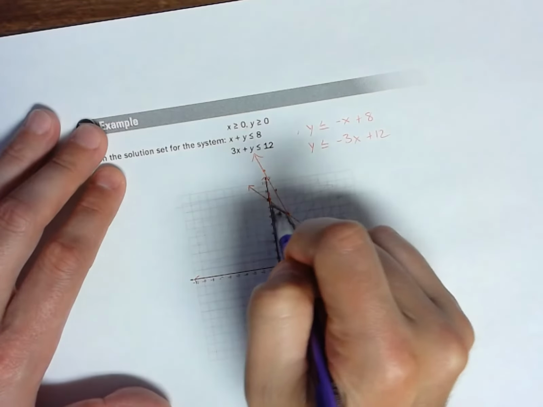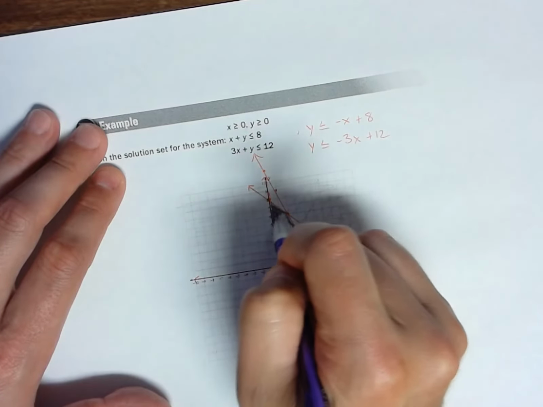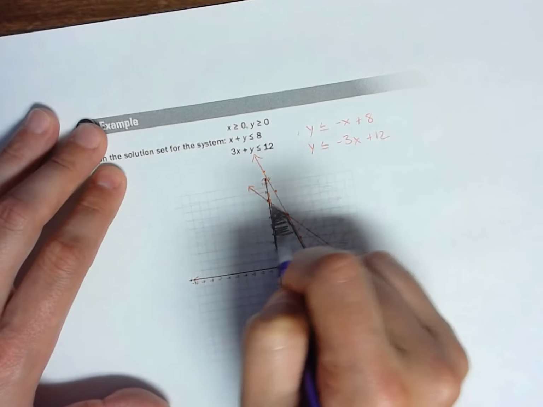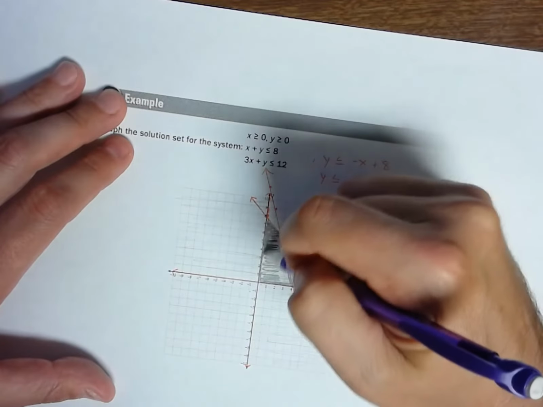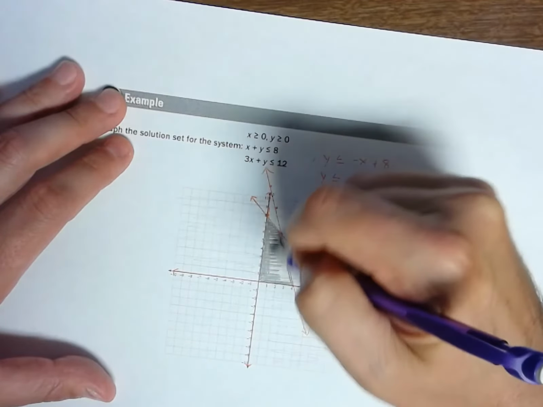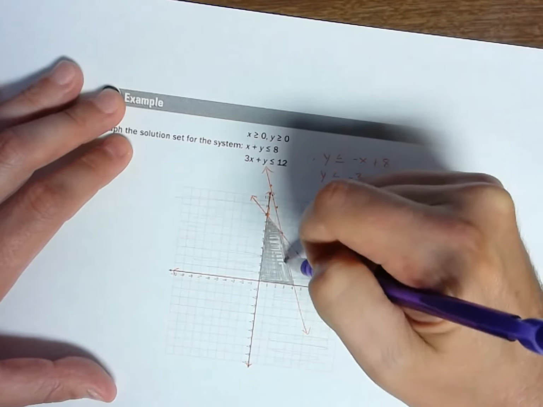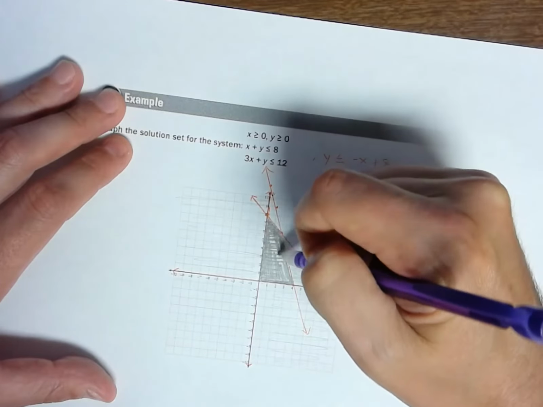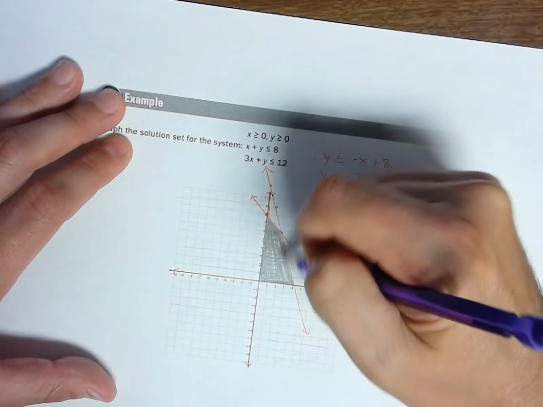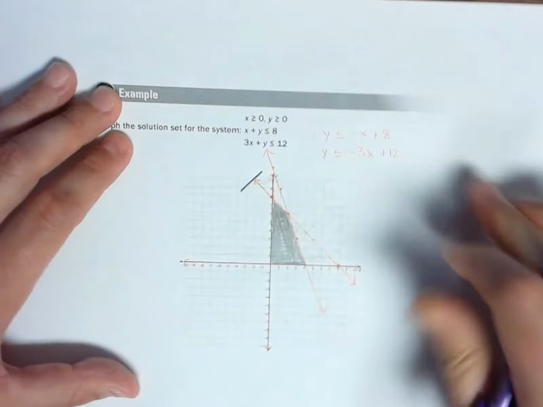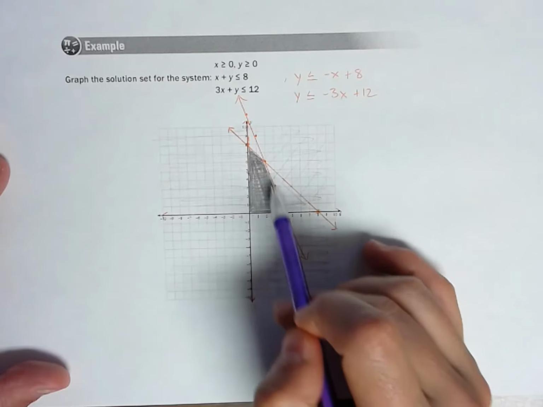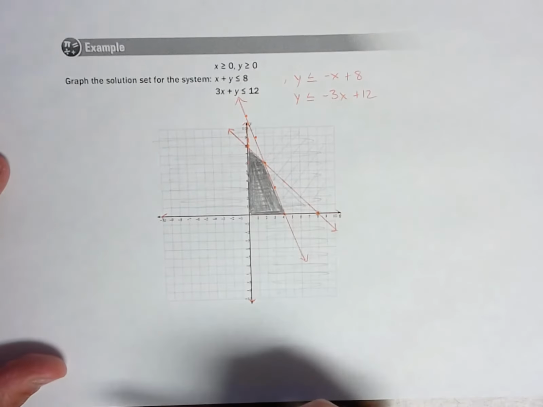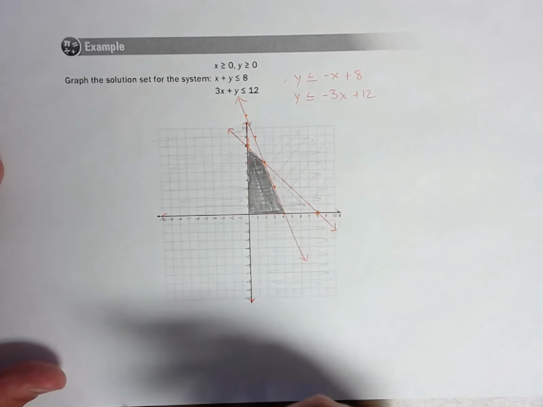And that's why I like to shade lightly. I'm just looking for where they all overlap. Everything has to overlap in there. If I had a regular pencil, it might be a little easier to shade it. I'll just try to shade it quick to illustrate, but hopefully you're getting the idea. And so that shaded region is the overall solution to our system of inequalities.